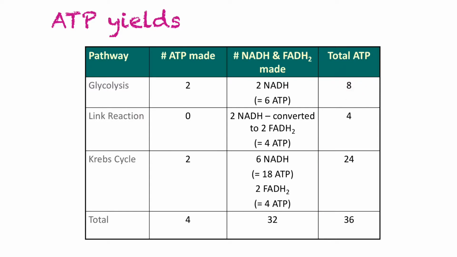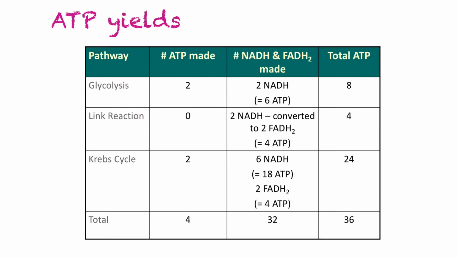The link reaction doesn't make any ATP, but it does make 2 NADH, and then in some side process, they get converted to 2 FADH2. So FADH2 are able to produce 2 ATP from each molecule. So that would be 4 ATP for the 2, 1 per link reaction. Remember, glucose breaks into 2 pyruvate at the end of glycolysis, and then we have to trace each of those per reaction.